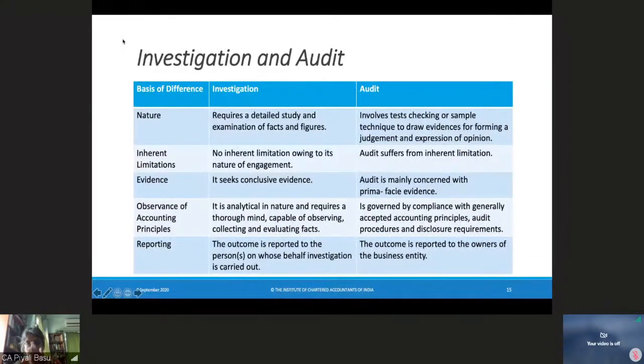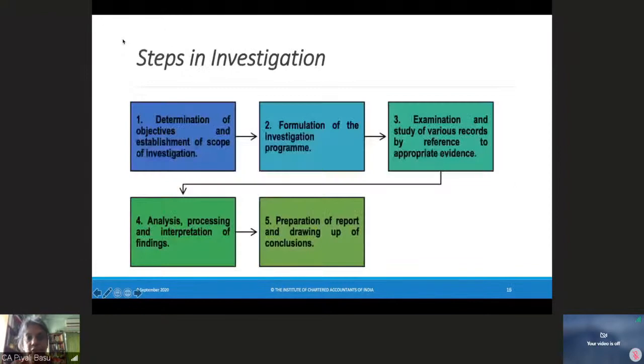An outcome is reported to the owners of the business entity, and for listed companies we know where we have to report. So these are some of the differences between an audit and investigation for you to remember for your exam purpose.